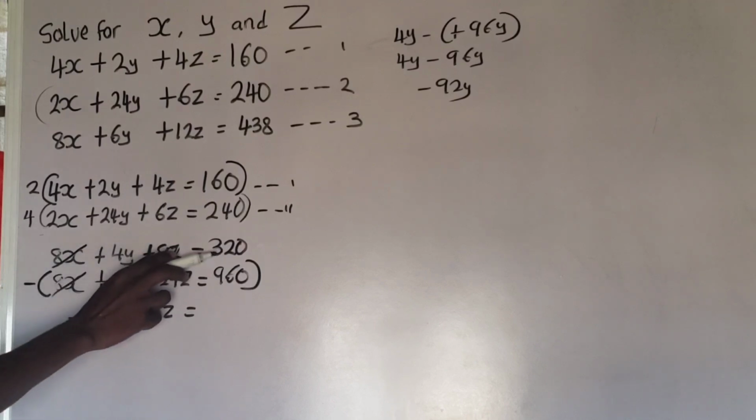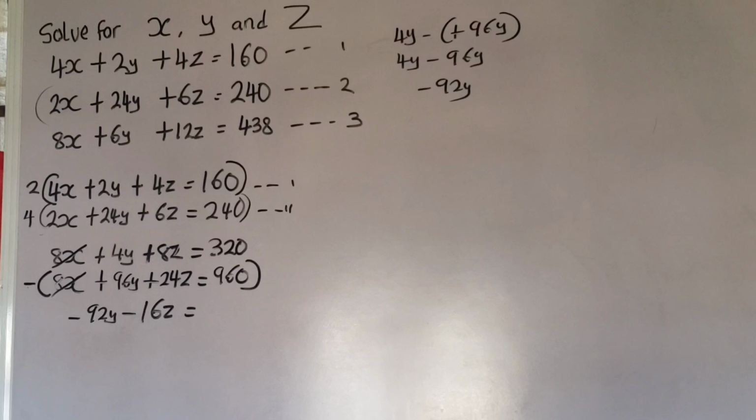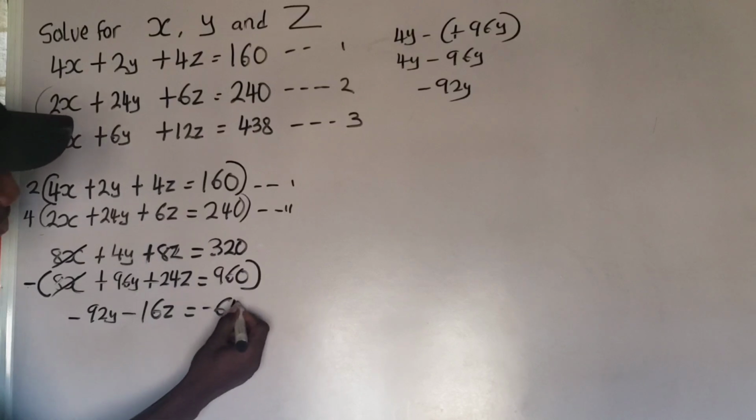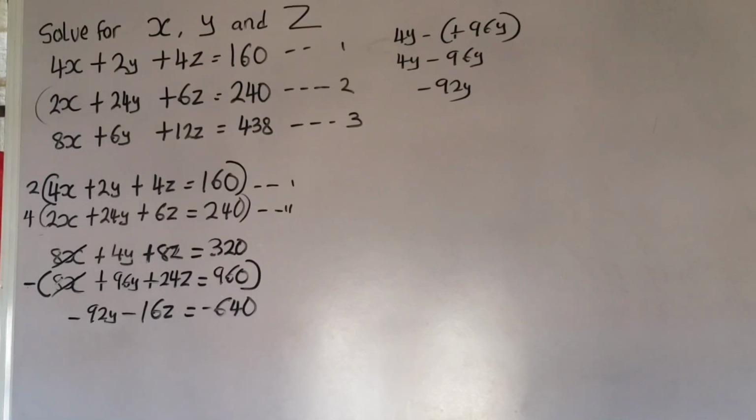I'm subtracting this from this now. This 320 minus 960 will give us negative 640. Okay, that is negative 640. Do you understand how I got this? If you don't understand, reverse the video and listen to the explanation again.